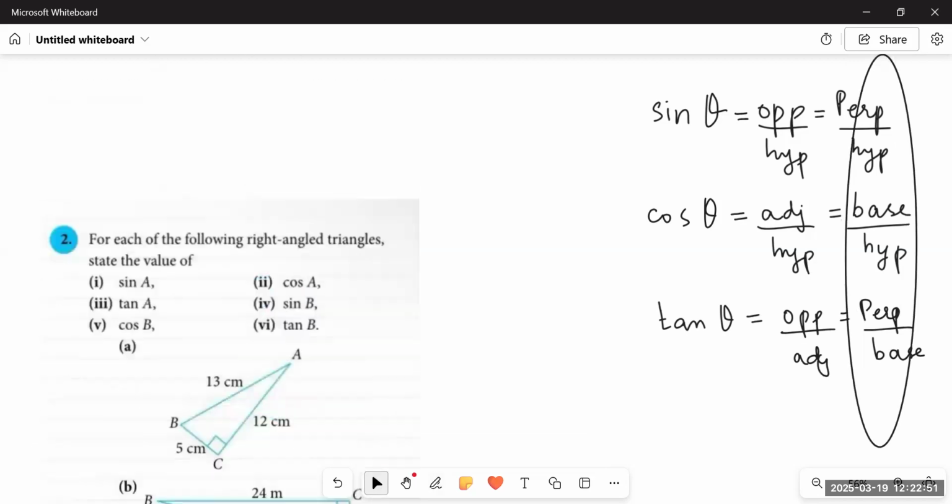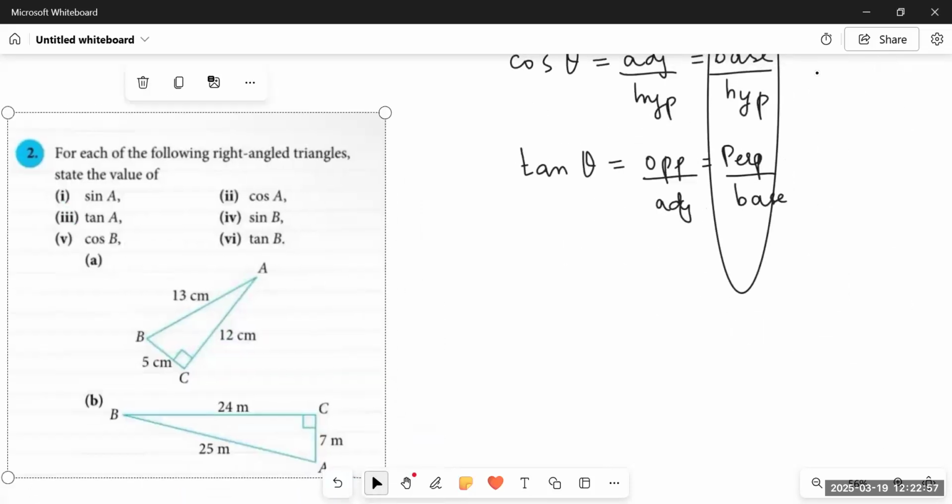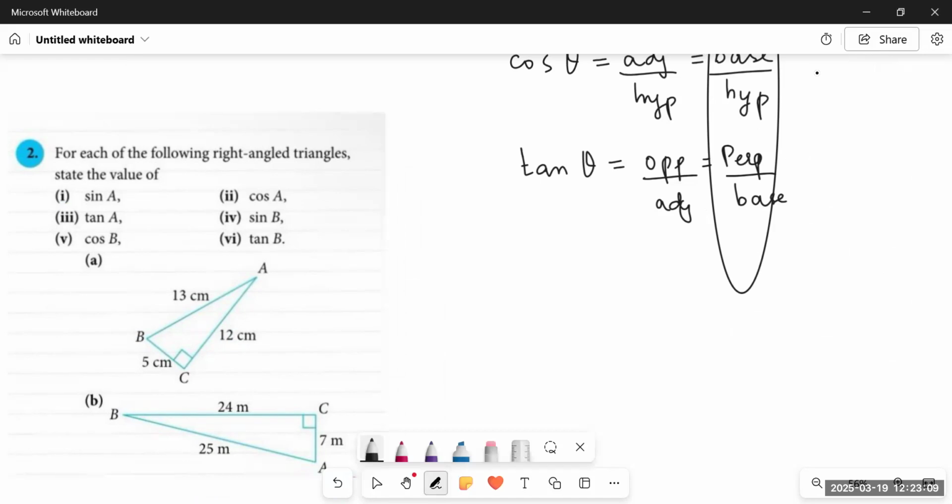Now, what do we have to do? In this question, we have to identify sine A, cos A, and tan A for each of the following right angle triangles. In this one, if we have been provided with the angle at point A, here is the angle, so this side would become the adjacent side, and this becomes the opposite side. Hypotenuse has no ambiguity, so this would be the hypotenuse.